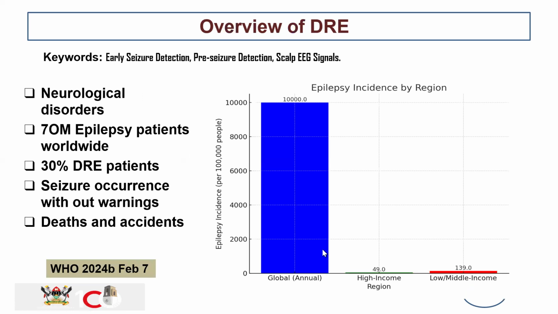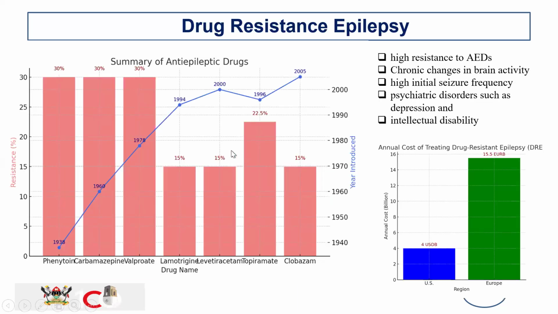In the literature review, we looked at the overview of DRE, and we realized that DRE affects mostly people from low- or middle-income countries, but even those in high-income regions are also affected. These patients experience seizures without any warnings, which usually causes death and other accidents. We also looked at the antiepileptic drugs that have been administered to patients over the years, but their efficacy has never been 100%. A lot of drug resistance is still experienced.